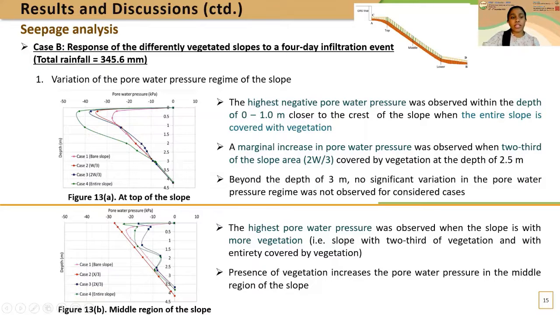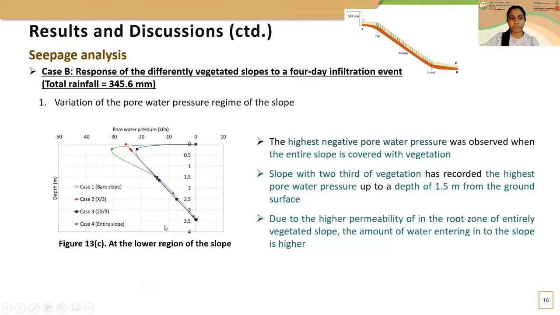So when we compare the water pressure variation in the middle region of the slope, it clearly shows that the highest negative water pressure was given for case 2, when 1/3 of the slope is covered with vegetation, and the highest water pressure was observed when the slope has more vegetation. This can be because of the presence of the vegetation, which increased the water pressure.